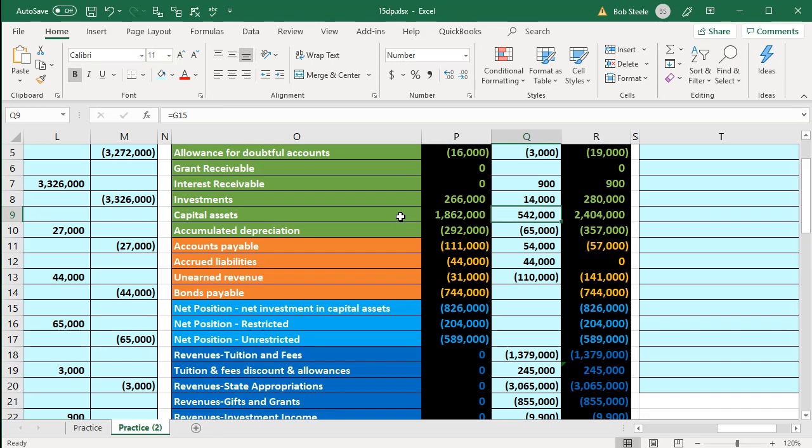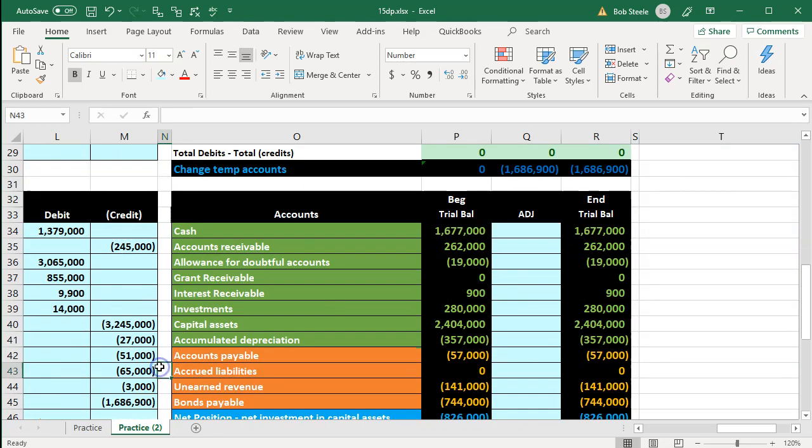Those are the long-lived type of assets. Here's the changes that we had. We had the increase here. We purchased capital assets of the 542. It was for cash, so we have no related liability we have to deal with. And then we have the accumulated depreciation. The net of those two then is what we want to record as the change in the net position, net investment in capital assets.